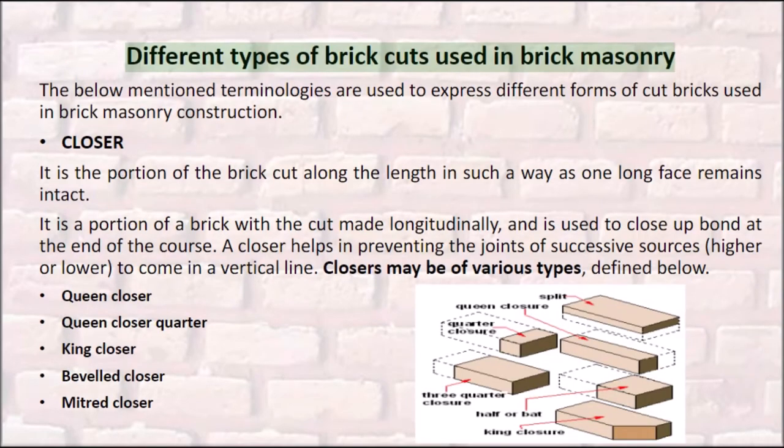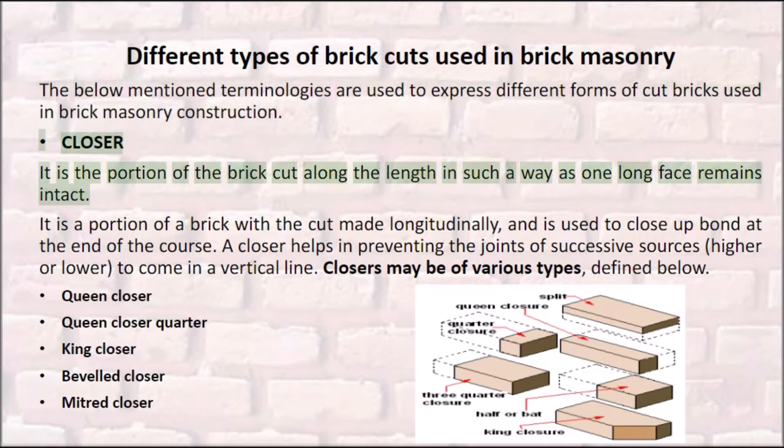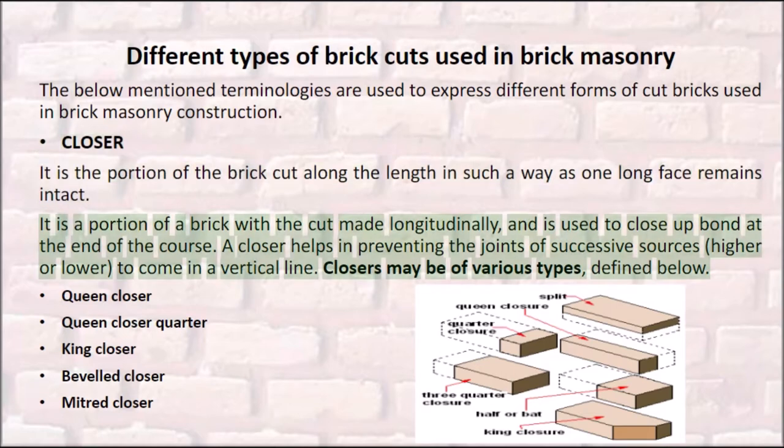Different types of brick cuts used in brick masonry. The below-mentioned terminologies are used to express different forms of cut bricks used in brick masonry construction. Closer, it is the portion of the brick cut along the length in such a way that one long face remains intact. It is a portion of a brick with the cut made longitudinally, and is used to close up bond at the end of the course. A closer helps in preventing the joints of successive courses, higher or lower, from coming in a vertical line. Closers may be of various types, defined below.